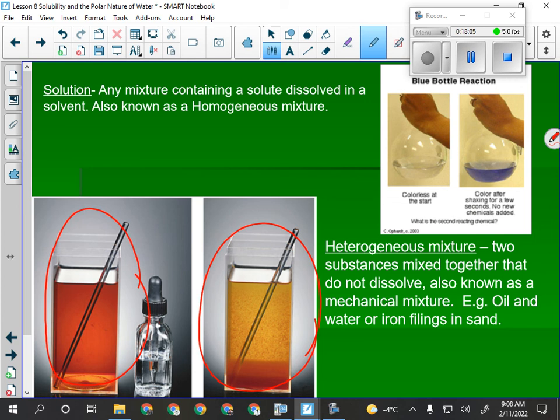How many people have made coffee before? Okay. I mean, this is the process by which coffee is made. Okay? You have the coffee grounds, the hot water goes through the coffee grounds, and some of the stuff that's in the coffee grounds dissolves in the water. Okay? The filter catches all of the grounds, okay? The chunky stuff, which I actually like having in my coffee.